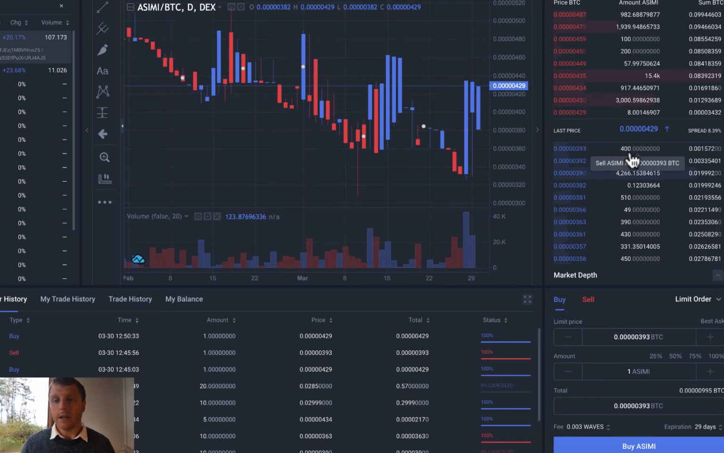And now my limit order is in there waiting to buy that Asimi token. Now I should note at this point that there were 399 tokens already available for sale at that price. So what that means is that the market queues them in order of placement. So the first 399 will actually go to whoever else has placed that order. Once that's completed, it will move to my one token. Okay, so that's important to note.